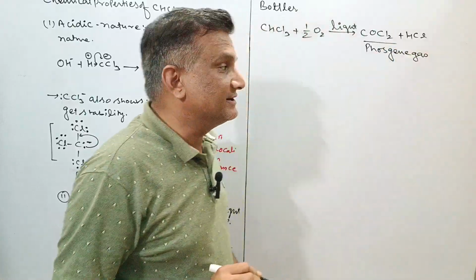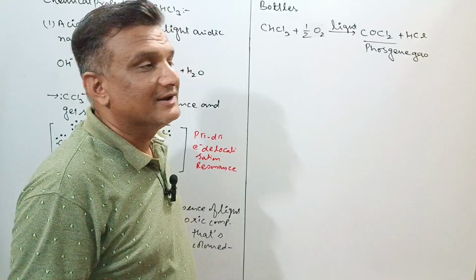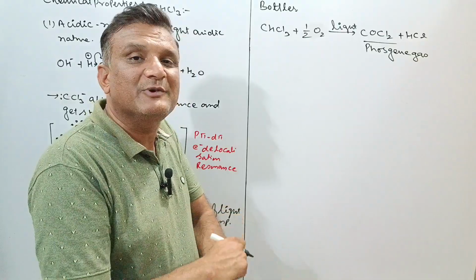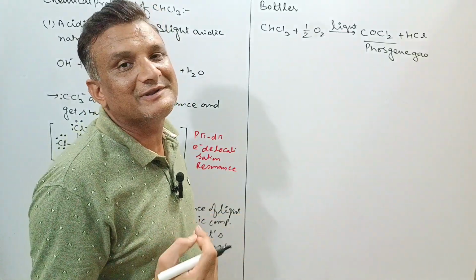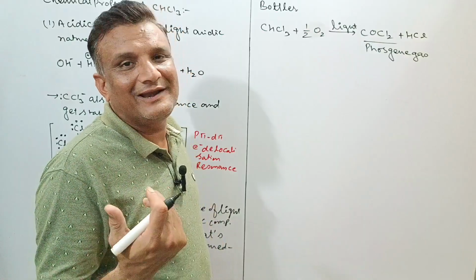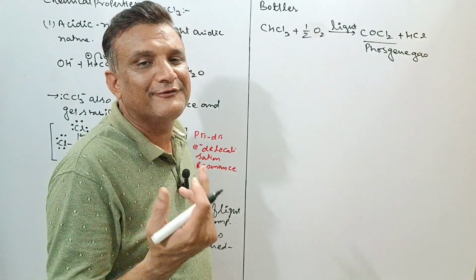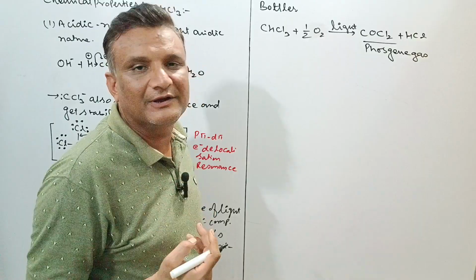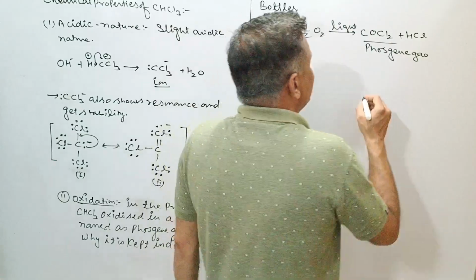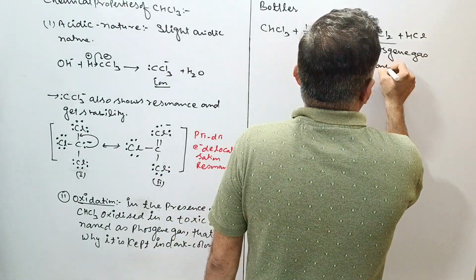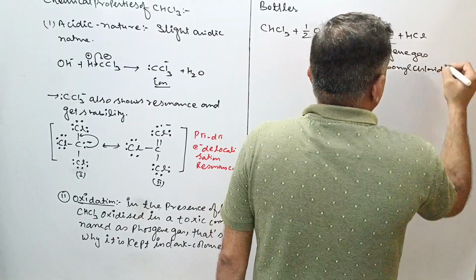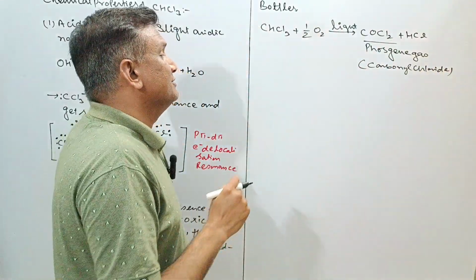Phosgene gas is very toxic because whenever it combines with hemoglobin, it forms carboxyhemoglobin, which is 300 times more stable than oxyhemoglobin. At first there will be irritation in the body, and then on increasing the concentration of carboxyhemoglobin, it will cause death of the human body. That's why it is toxic in nature. It is also called carbonyl chloride. So this was about oxidation.